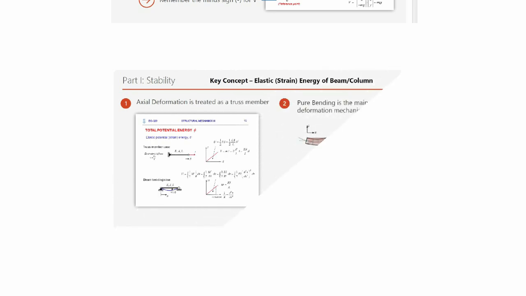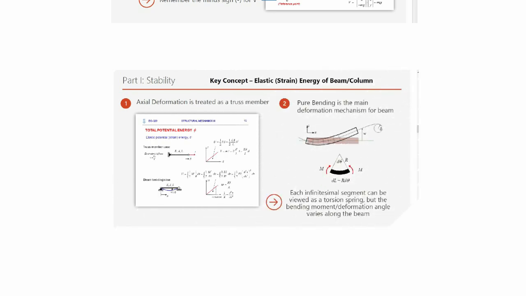Part I, Stability. Key concept, elastic strain energy of beam/column. Pure bending is the main deformation mechanism for a beam. Each infinitesimal segment can be viewed as a torsion spring, but the bending moment/deformation angle varies along the beam.